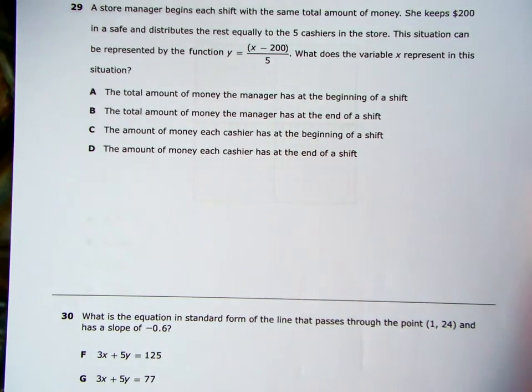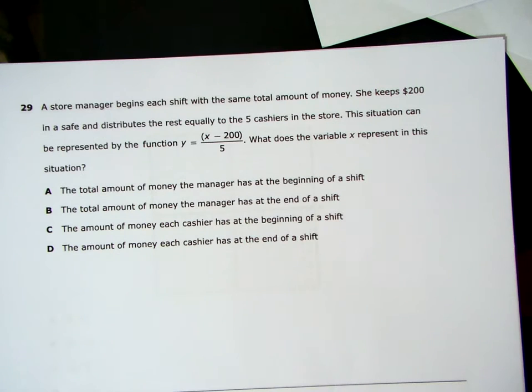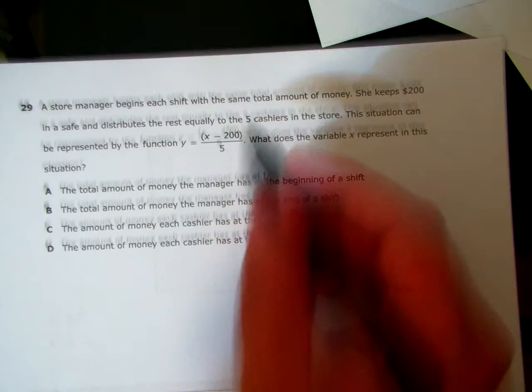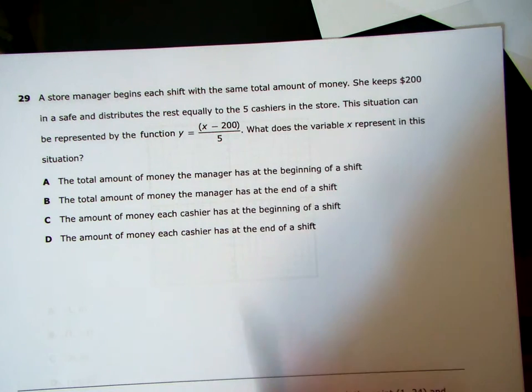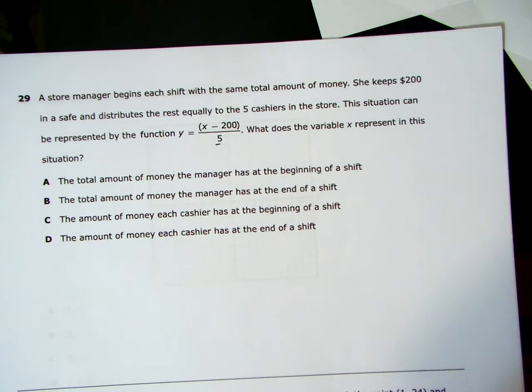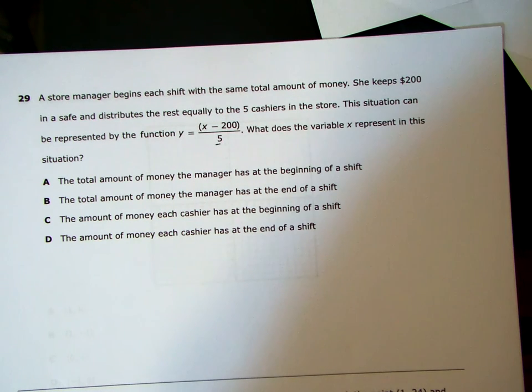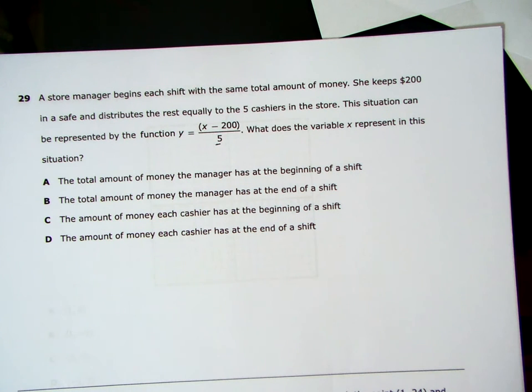Just relax, okay? Here we have a store manager who begins his shift with the same total amount of money. She keeps 200, which is why it says minus, and distributes the rest, that's why it says divided by 5, in the store. Which situation can be best represented by the function? What does the variable x represent in the situation? Well, let's figure it out.